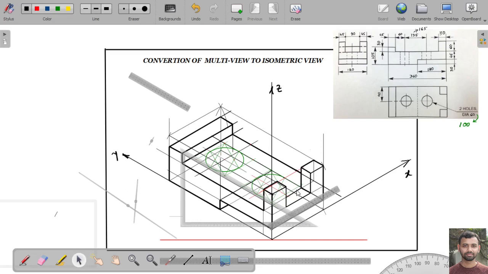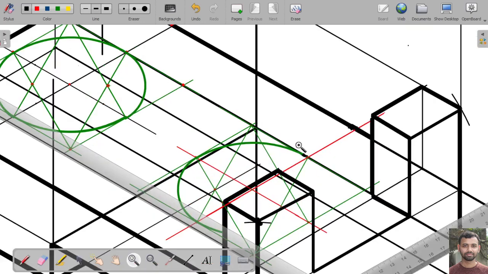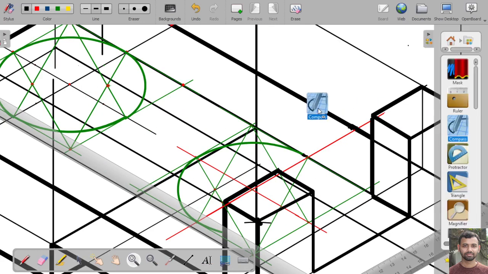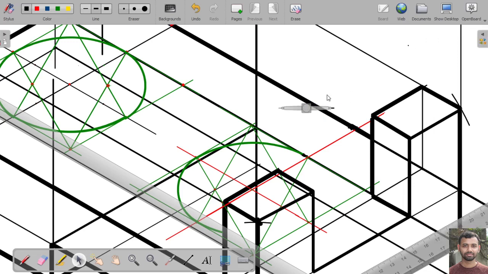Okay. This portion will not be there. Now there will be another portion we have to add, that this portion of the circle will be there. So we have to draw this portion of the circle also. To do that, this is the center point. This is the radius.